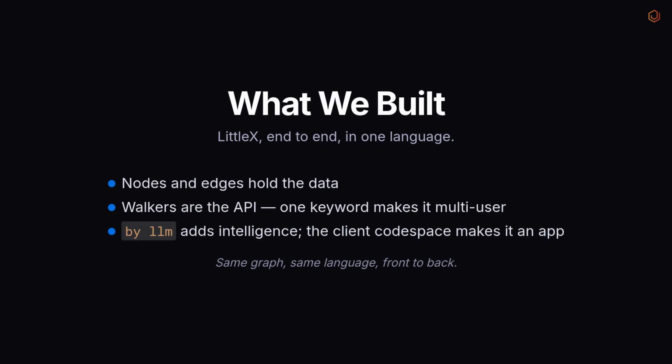That's LittleX end-to-end in Jac. Nodes and edges hold the data. Walkers are the API. One keyword makes it multi-user. By LLM adds intelligence, and the client code space turns it into an app you can use. Same graph, same language, front to back. One thing left, making it ready to scale.